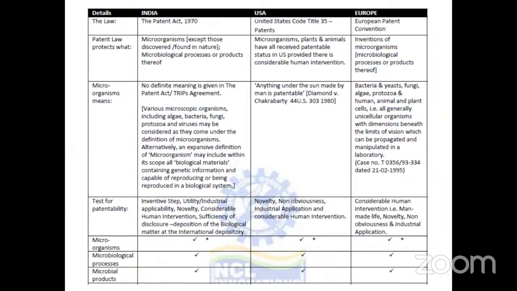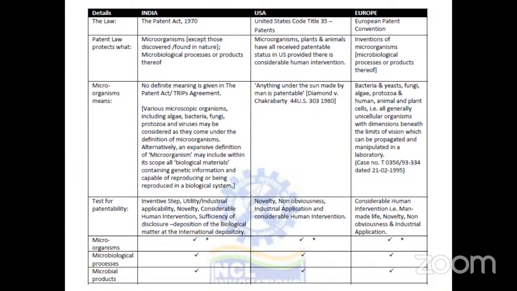Microorganisms: whatever naturally available microorganisms there are cannot be patented in India. What I'm saying is, naturally available microorganisms are not patented. If you isolate one as such from nature, it is not patented in India. But if you manipulate it, if you make a recombinant, transgenic, or genetically modified one, then you can patent it. So you should remember that.